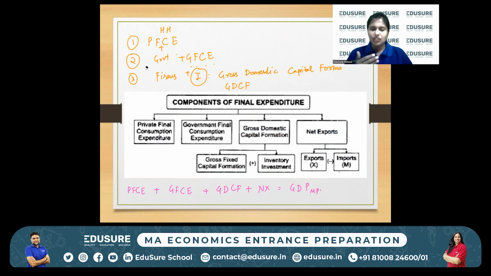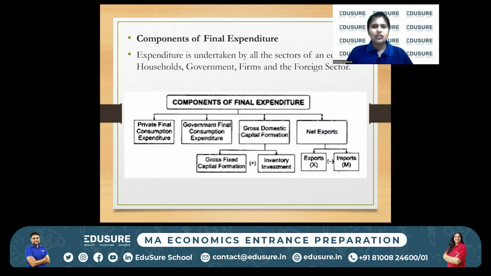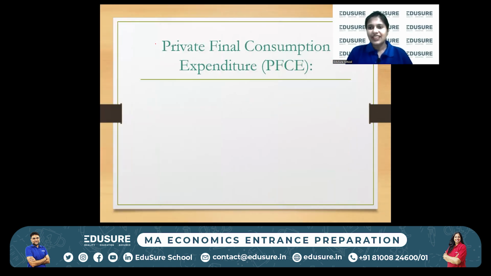The final expenditure could be expenditure made by households, firms, government, or foreigners. Is this clear? Okay. So we'll come to each component. There are some things that we need to know in this, because questions are not so easy, right? So we need to know each component properly.